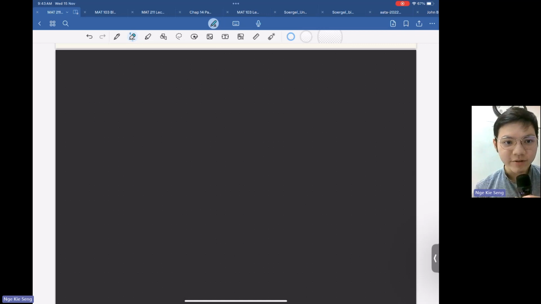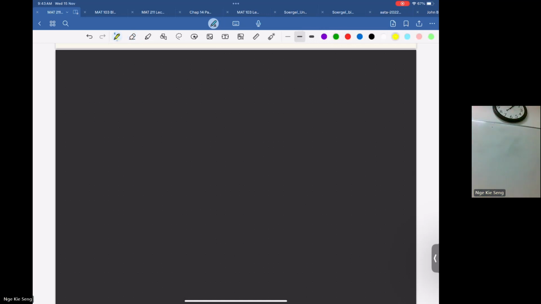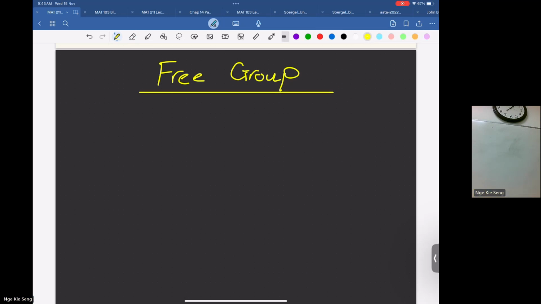Okay, let's go to free groups. So let's talk about free groups here. We want to do some motivation first. Why do we talk about free groups? Let's take our favorite group. How about taking S3? This is the simplest non-abelian group.